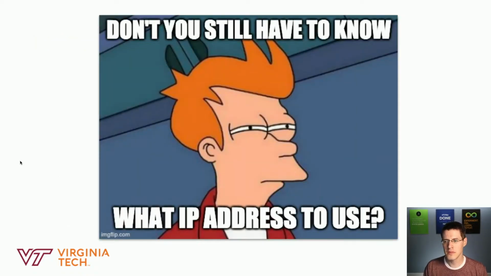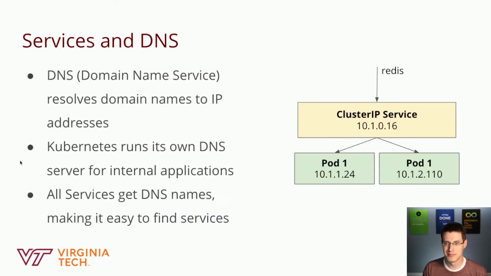Okay. So now the question is, well, don't you still have to know what IP address to use? That cluster IP sure is a fixed IP, but how do we know where to find it? How do we know that that's its IP address? And the answer is DNS.